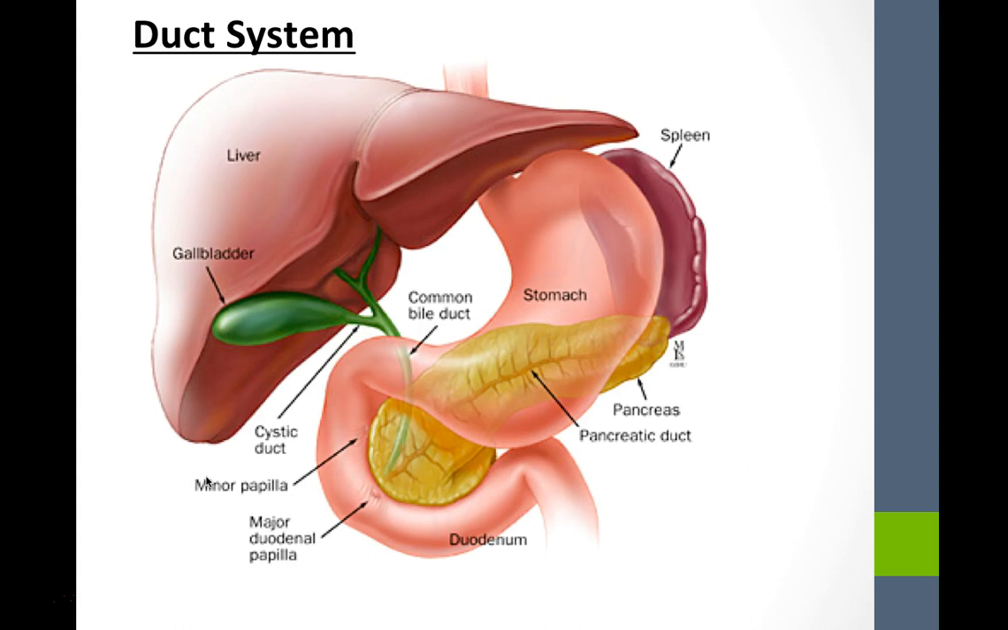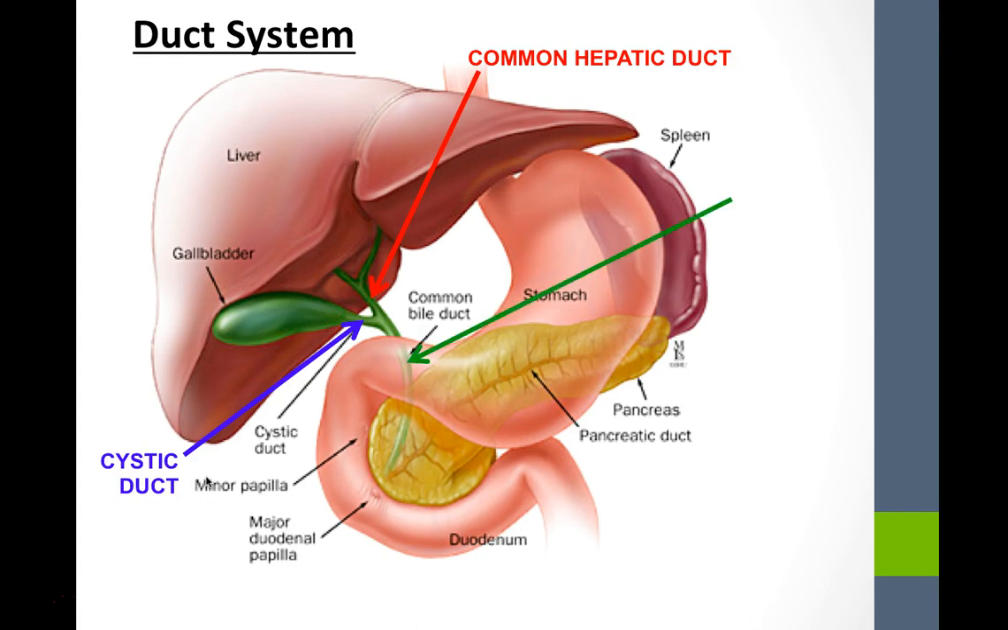And this is just a nice illustration of that duct system once again. So what would this be called here? This would be your common hepatic duct. And this one here, well, the label's there on that one, but that's going to be your cystic duct. And then here we would have your common bile duct, because your common hepatic duct came together with your cystic duct to create this common bile duct. And then this here would be your main pancreatic duct.